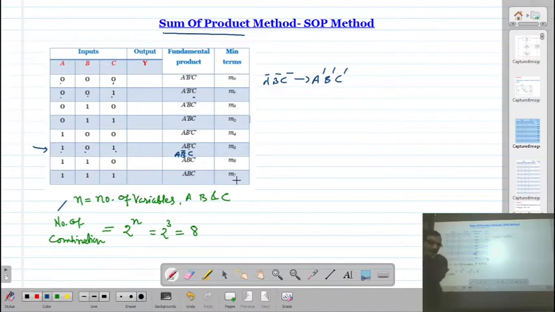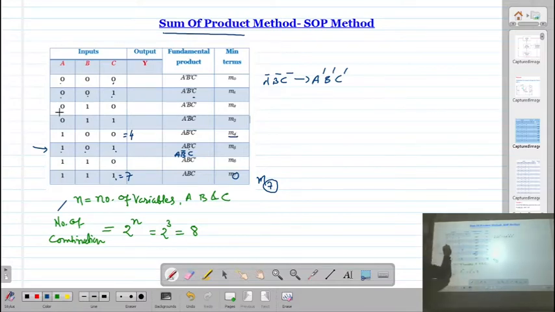So there are 8 combinations, so the min terms are from 0 to 7. As already mentioned, whatever the subscript is, here the M7, the 7 is representing a decimal number of your input combination. The input combination is 111, and this decimal number is equal to 7. Here 100, then this decimal number is equal to 4. So my min term is M4.